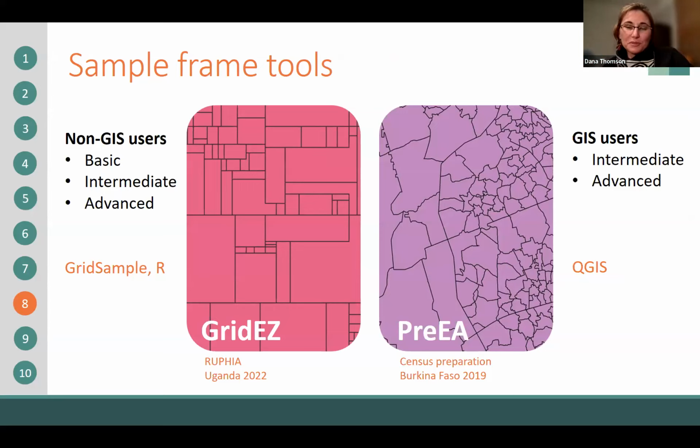There are some other tools, and I will quickly flash up a website. There's something called gridsample.org that you can use if you don't have any programming skills or any GIS skills. Unfortunately, GridSample will be going offline pretty soon, which is what we're hearing from the company that manages that tool. So if you are doing a survey in the next month or so, you might be able to use gridsample.org as well to create your sample frame and not have to do GIS or programming.